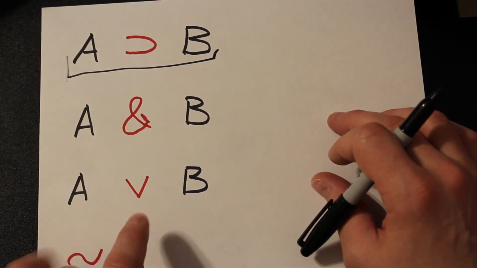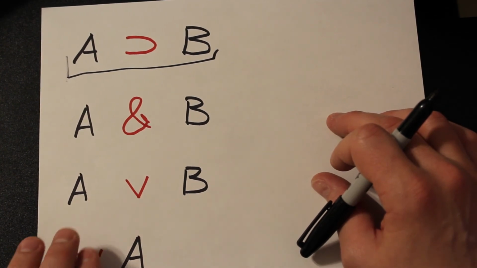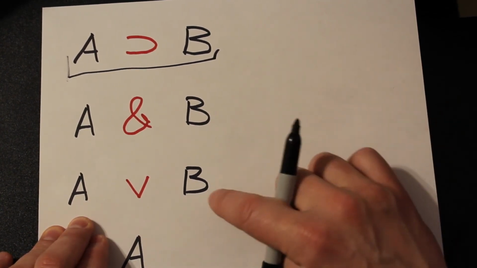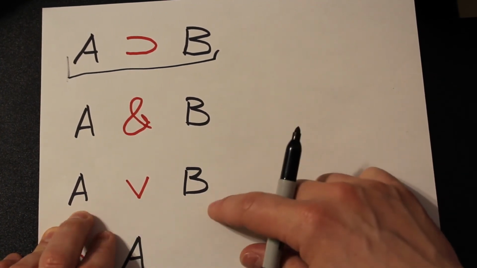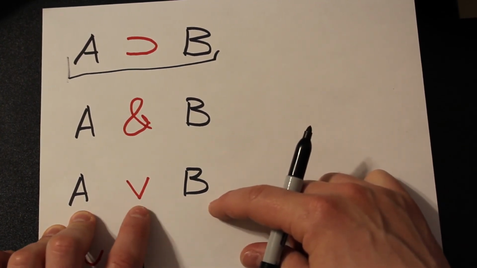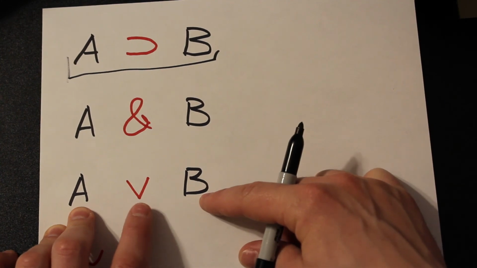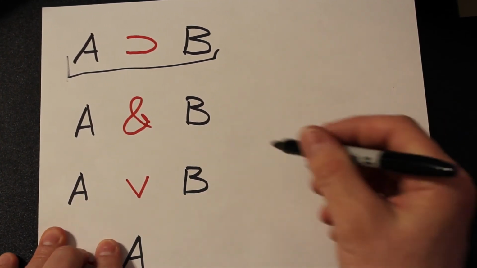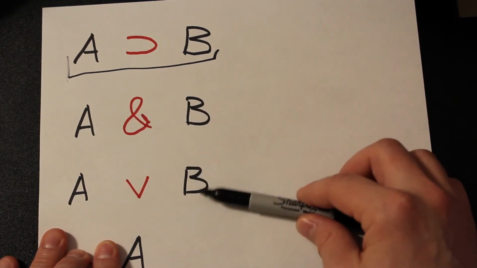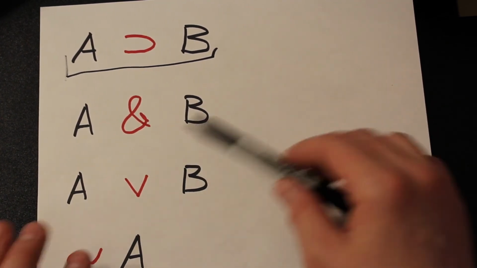Here I've got A or B. So if A happens, but B does not happen, that satisfies or, because at least one of them happened. If both of them happen, again, since this is inclusive, if both of them happen, then this is okay. If neither of them happen, that's the one case where this breaks down. So if A is not true and then B is also not true, then the whole thing breaks down.